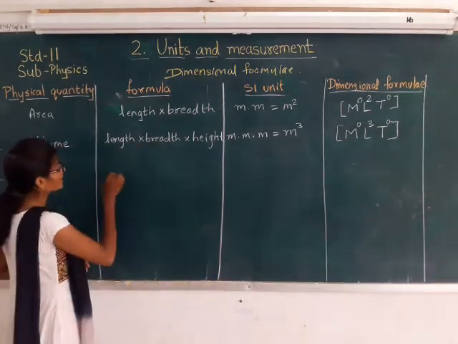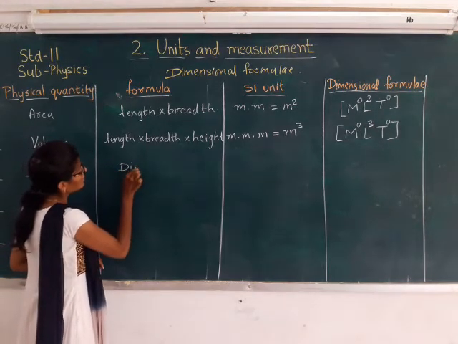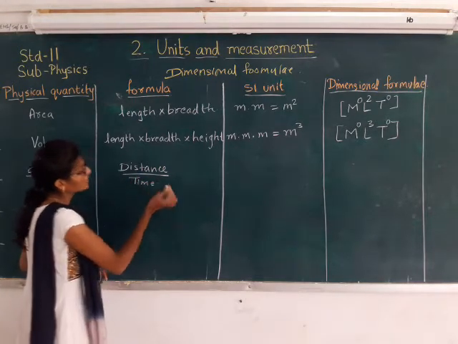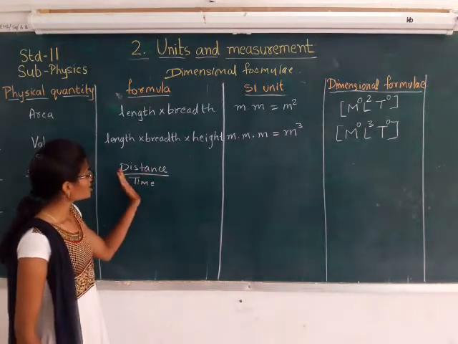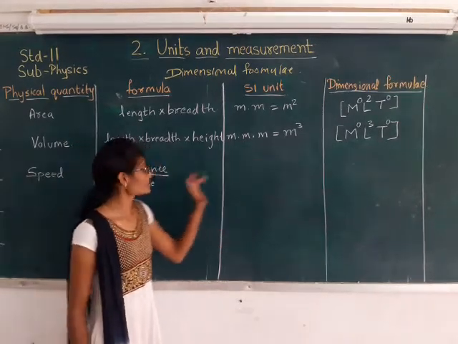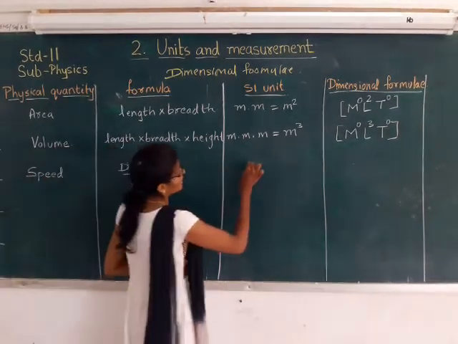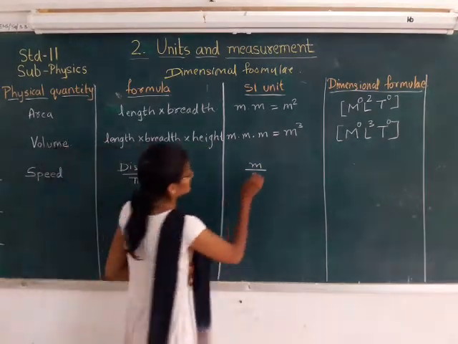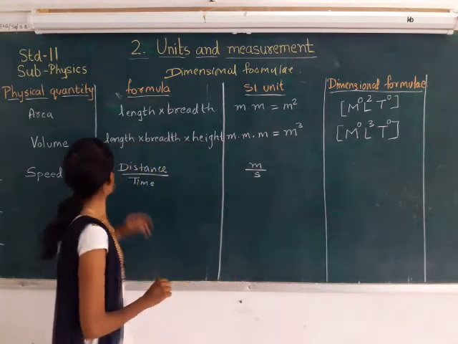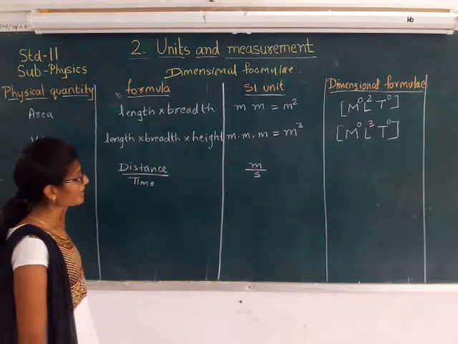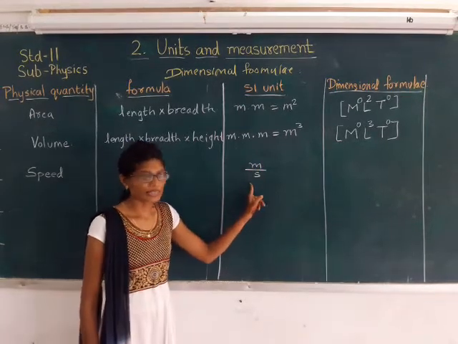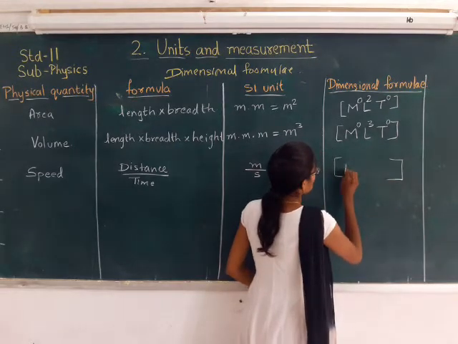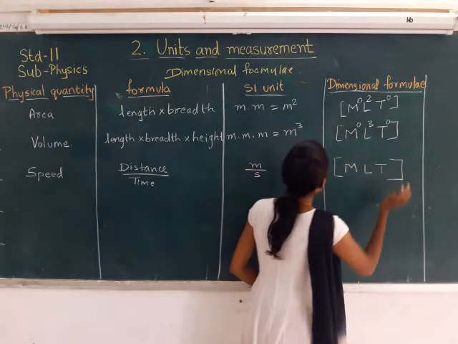So the formula for the speed is distance upon time taken, right? So in the same way we are going to write the unit for this. So the unit for distance, that is meter, upon the unit for time, that is second. So the physical quantity speed has the unit meter per second. Now again here we are going to represent the dimensional formula in terms of M, L and T.